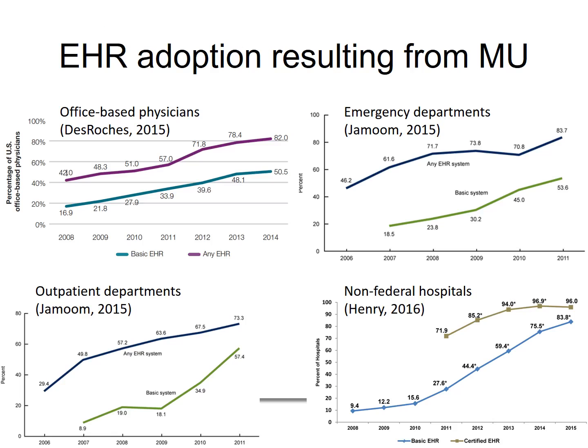This slide shows various analyses that have been done on the uptake of electronic health records, and we see that it has been substantial during the time period of the HITECH Act, whether we're talking about office-based physicians, emergency departments, outpatient departments, or federal hospitals. The latter actually being the most successful story, with nearly all hospitals in the United States now having adopted electronic health records, even if not all of them have achieved meaningful use.